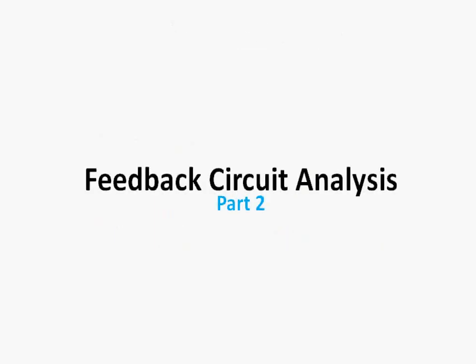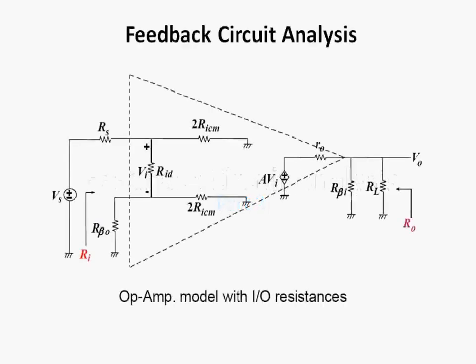Feedback Circuit Analysis Part 2. With a new amplifier circuit represented by the proper model, we can proceed to evaluate the amplifier gain, A', of the A' circuit. From the circuit, we can see that the amplifier gain, A', is equal to Vout over Vs.